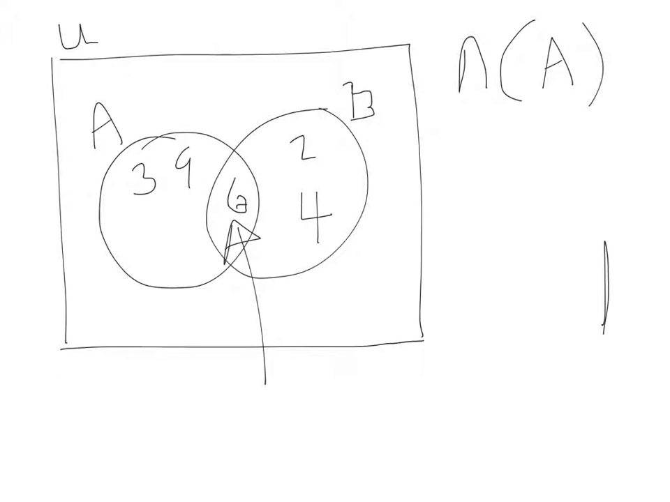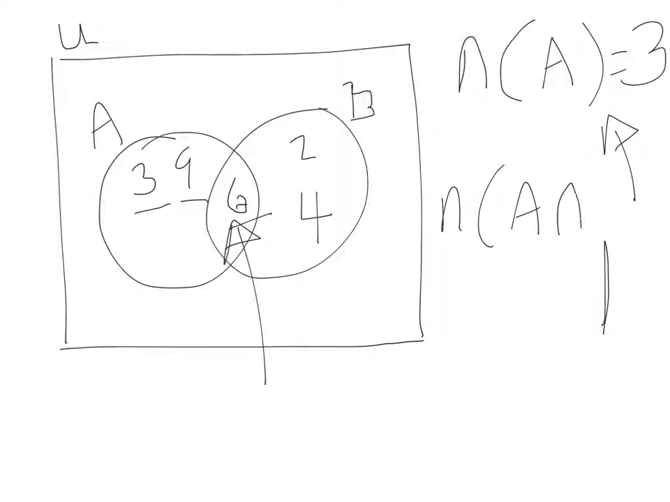Here you can see some notation. It says n brackets A. n stands for the number of items that are in that group A. So if I asked you how many items are in the set A, you could say there's 1, 2, 3 items. So the answer to that would be 3. If I asked you the number of A intersection B, that would be how many items sit in the middle of groups A and B, which would be 1.